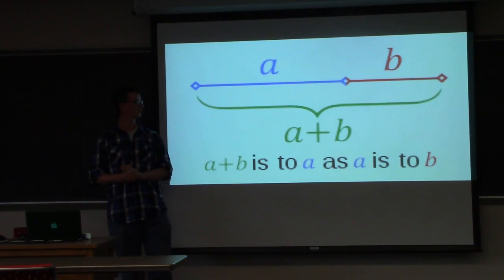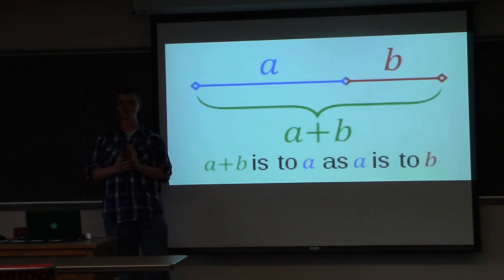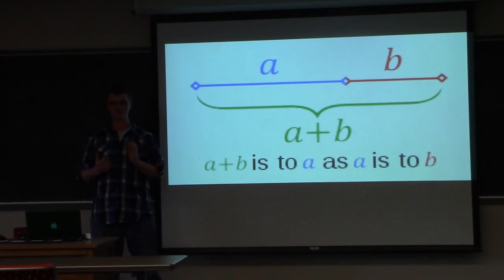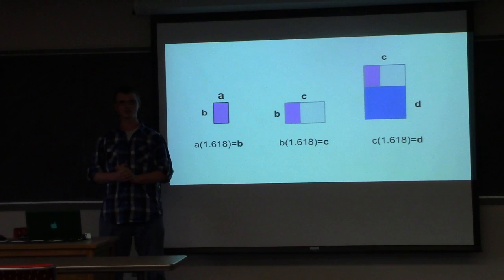The ratio is founded on the base that A is to B as A plus B is to A. In mathematical terms, the precise exact measurement would be A would be a value of square root of 5 plus 1 all over 2, and B would be 1. This is important because it is naturally occurring. You can see it in various things like pine cones and seashells.